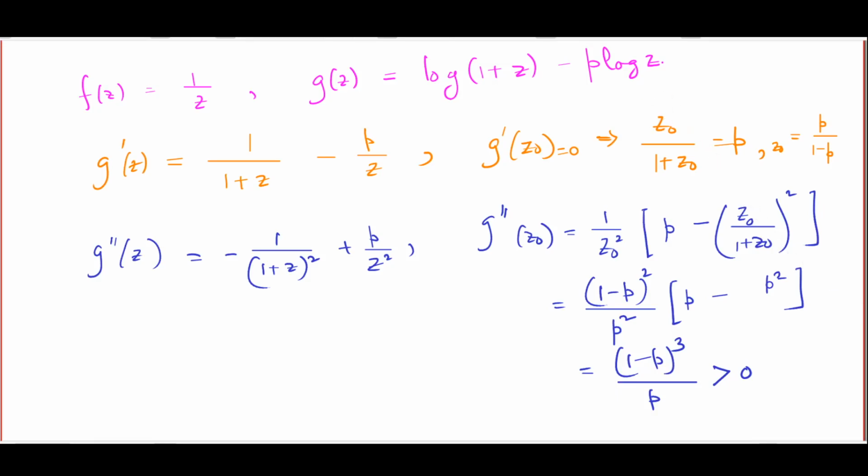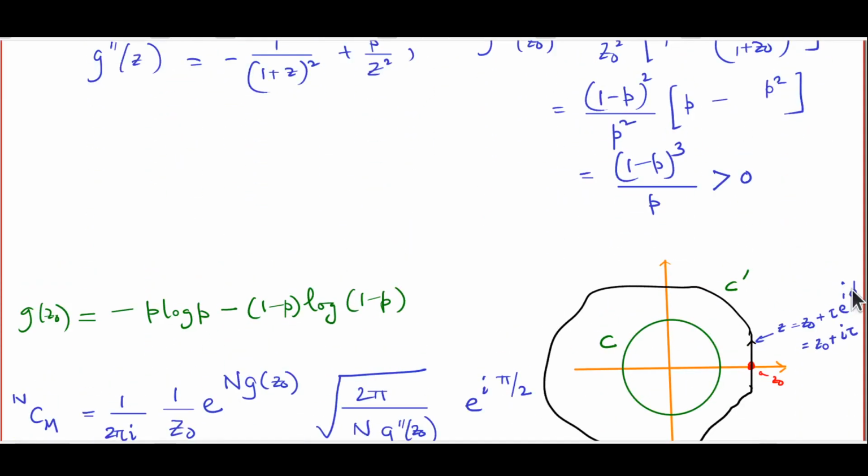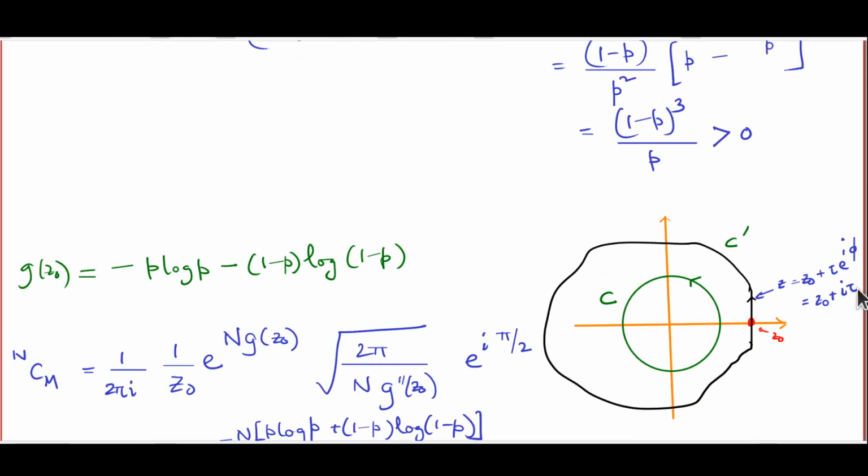So our job is to deform our original contour, which is this green circle here, the unit circle traversed counterclockwise, into another contour which goes through this saddle point z0, which is at a real value, but it goes through z0 vertically, that is along the purely imaginary axis. And then when you are far away from the saddle point, you turn around and close the whole contour.